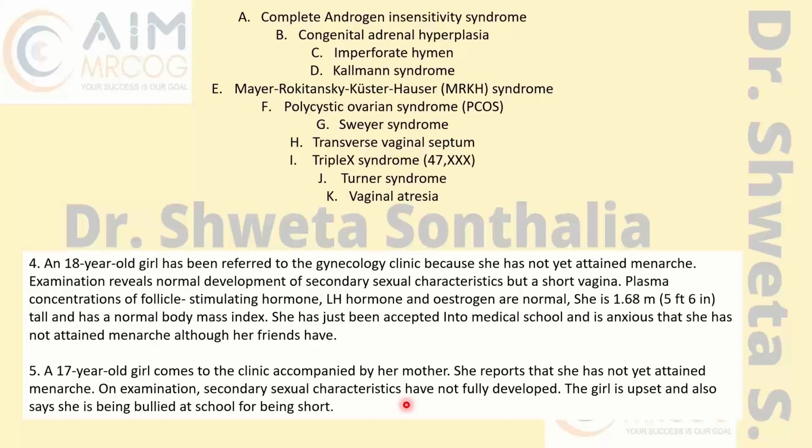And why do you think that? Madam, her stature is short and secondary sexual characters have not fully developed yet, even at the age of 17 years, and no menarche. Yes, very good. Short stature always points towards Turner, and no secondary sexual characteristic means no ovary. So it is supporting your diagnosis. It is Turner. Very good.